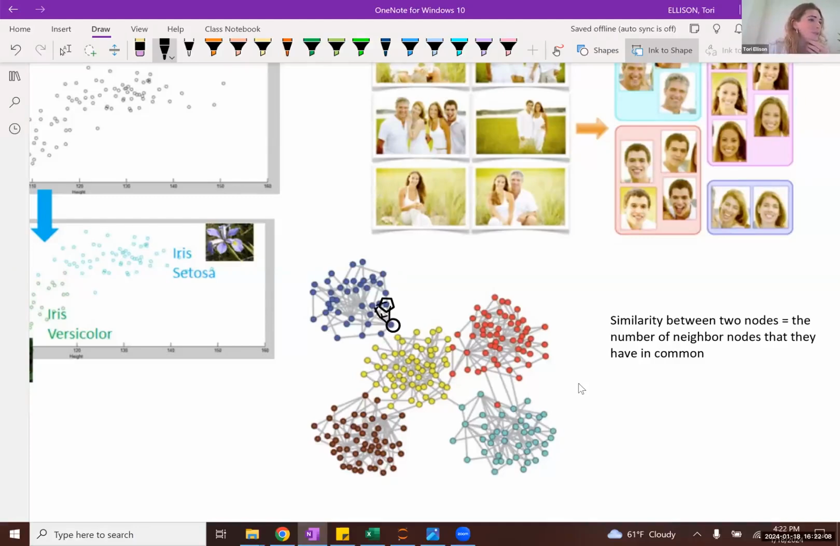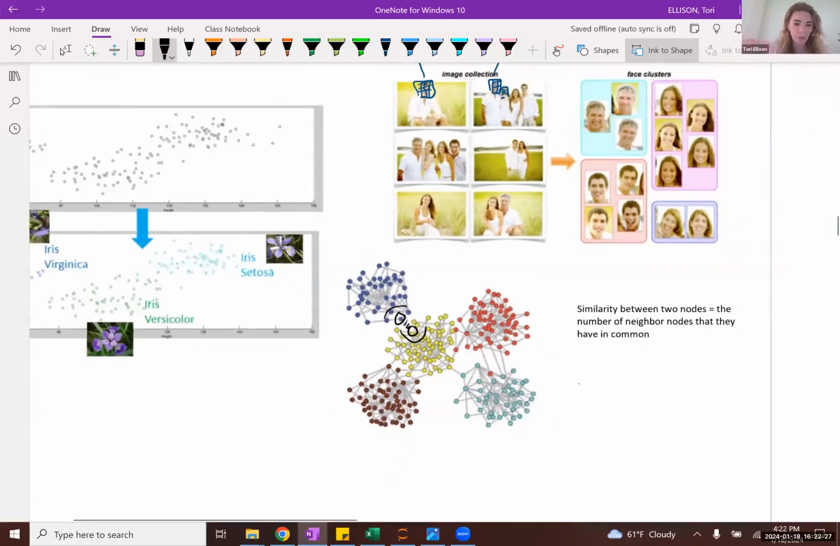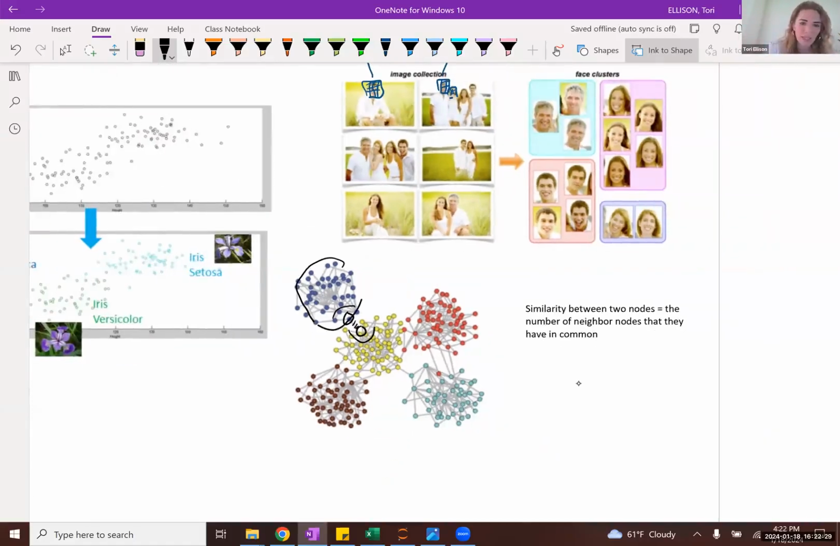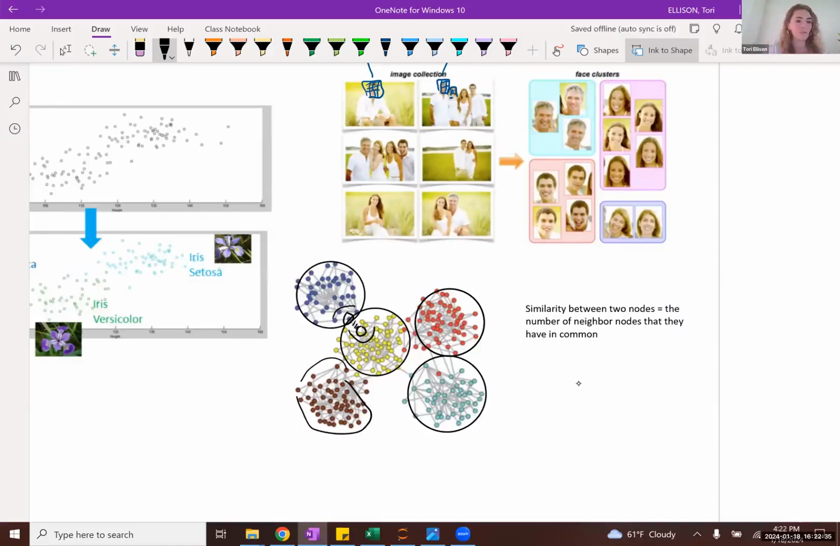But on the other hand, even though we do see that these two observations here are connected, they do not share any connected neighbors. So basically, under our notion of similarity, these two observations would not be considered similar. So with this notion of similarity, we can create these groupings of people based on the common networks or the people that you have in common.